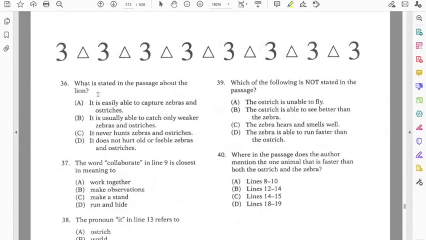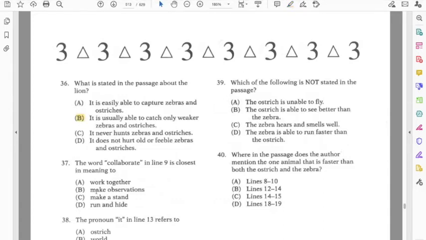Number 36, what is stated in the passage about the lion? It's easily able to capture zebras and ostriches? No, that's not a main idea. It is usually able to catch only weaker zebras and ostriches. That's true. It never hunts zebras and ostriches? Not exactly, no. It does not hurt old or feeble zebras and ostriches? No, not exactly. It's only able to catch weaker zebras and ostriches.